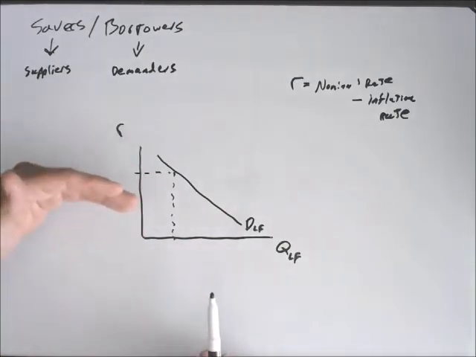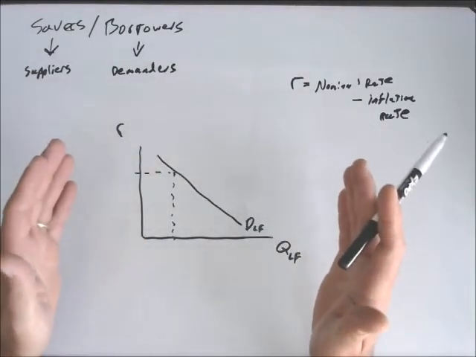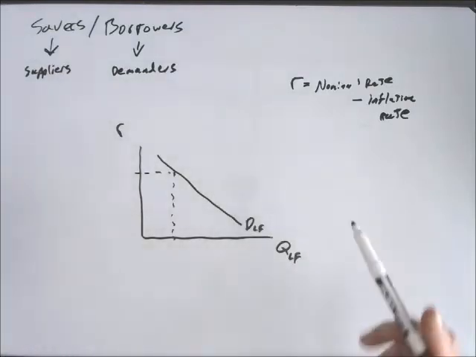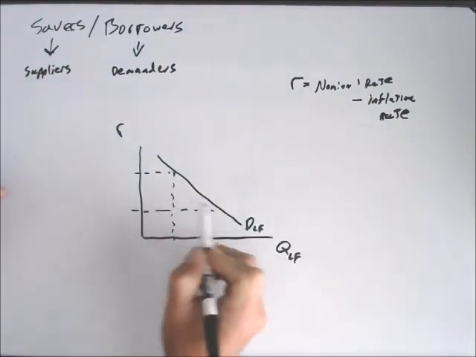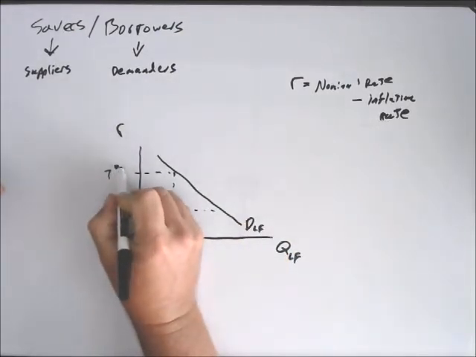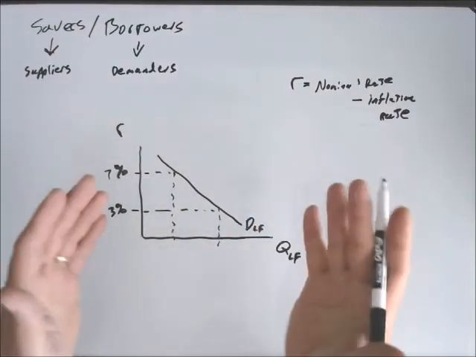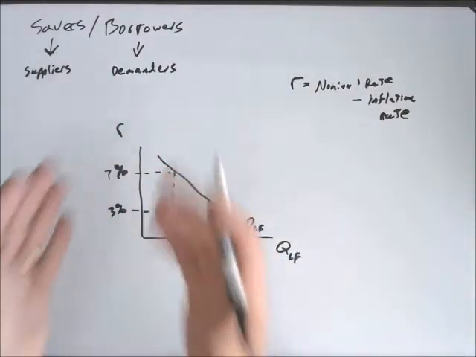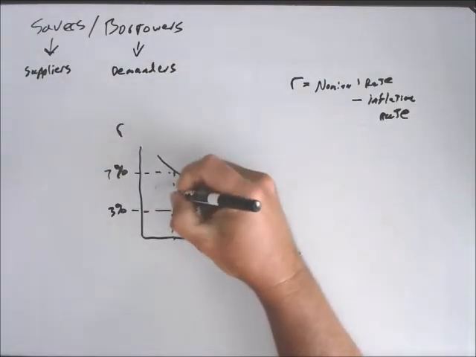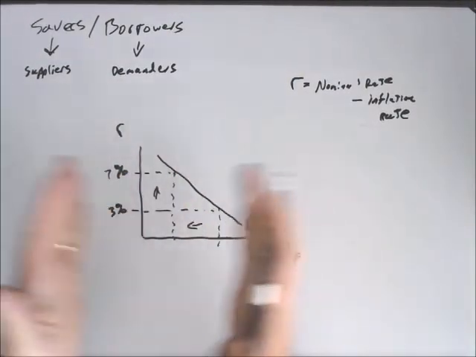The cost of borrowing is higher. Think about it this way. You've got 100 people that want to buy a car, and they're willing to borrow money to do that. If you increase the interest rate from, say, 3% on a car loan to 7% on a car loan, well, some of those 100 people are going to decide not to buy the car. The cost of borrowing has gone up. So you're going to see the quantity demanded of loanable funds fall. Okay? And vice versa as well.